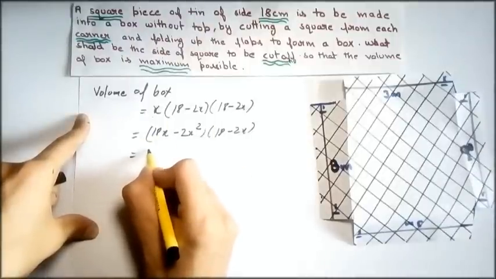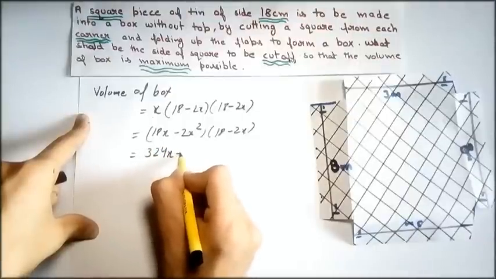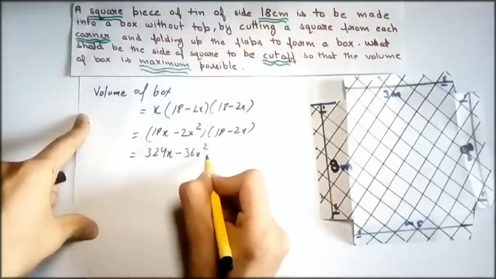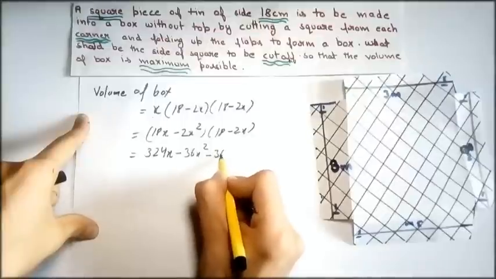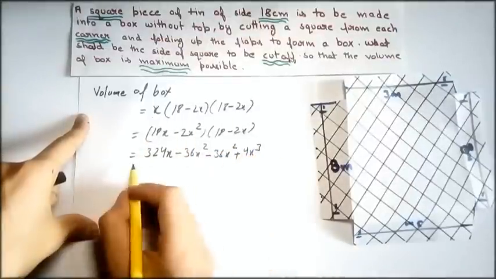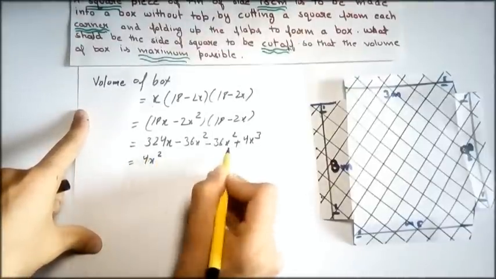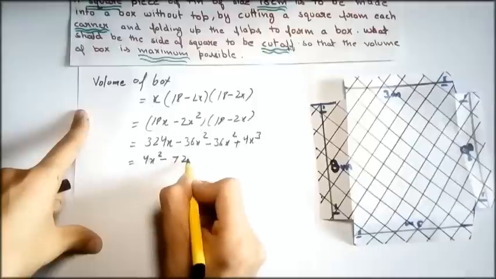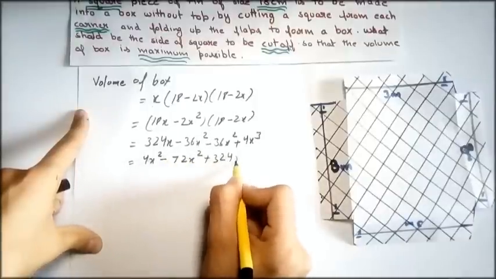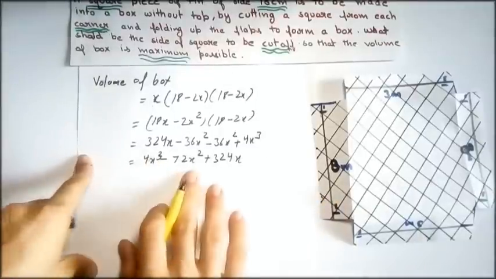That is 324x minus 36x square minus 36x square plus 4x cube. Now further solving it, that is 4x cube minus 72x square plus 324x. And now after this we will solve it further.